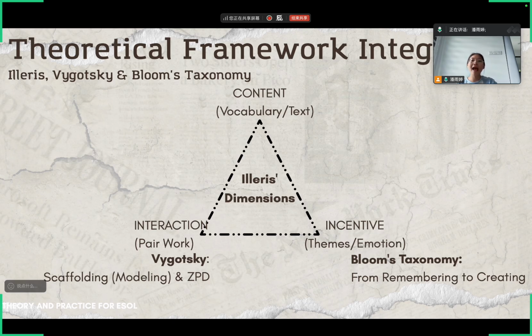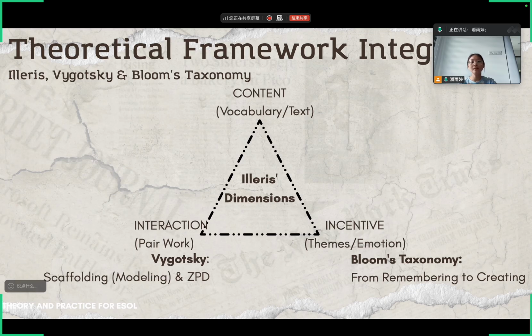This question has no right or wrong answer. It is designed to elicit a personal response. It connects the text back to Hilary's incentive dimension, making the learning matter to them personally.